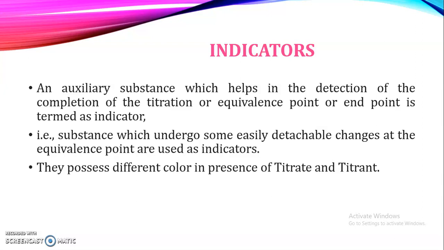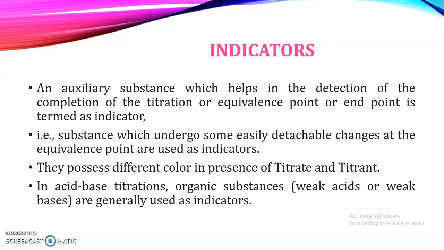This is very important because initially, before starting our titration, our conical flask consists of the titrate. As you know, titrate means a substance which is to be determined. Here this indicator possesses a different color in the presence of this titrate, and it possesses a different color when the excess amount of titrant is present at the end point. Titrant means a substance whose concentration is known.